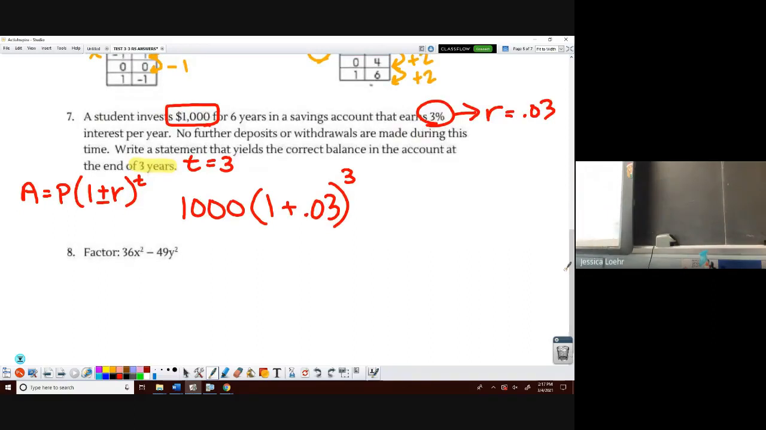Number 8. Number 8 says factor. So you need to use one of your 3 factoring methods. Why can't I use sum and product on number 8? Kayla? Doesn't have 3 terms. Doesn't have 3 terms, so I can't use sum and product. I also can't use GCF because there is no GCF other than 1. So there would be no point because it would end up looking like 1 times 36x squared minus 49y squared, which didn't change the problem at all, except brought a 1 out in front.